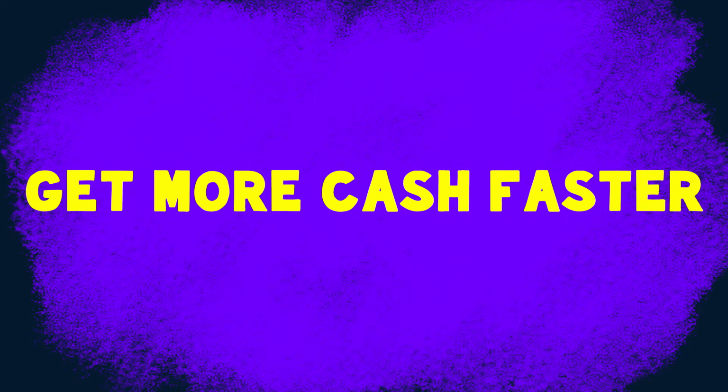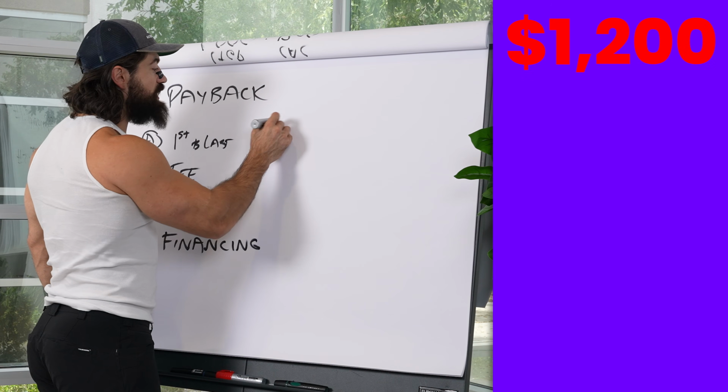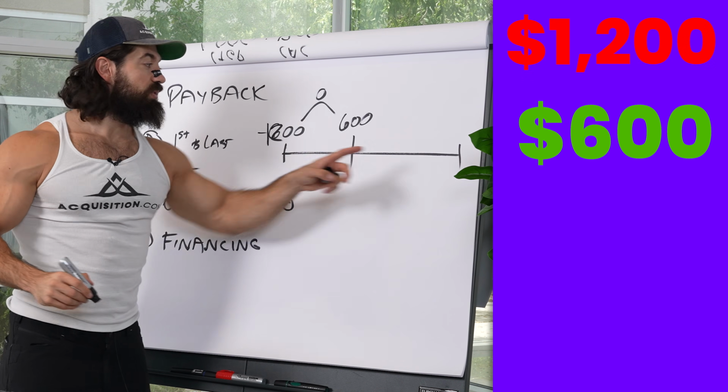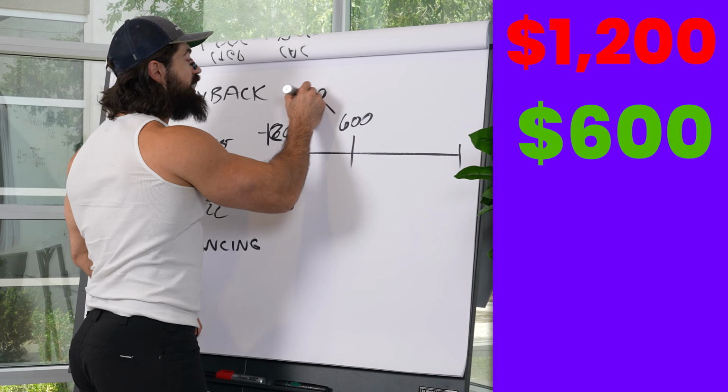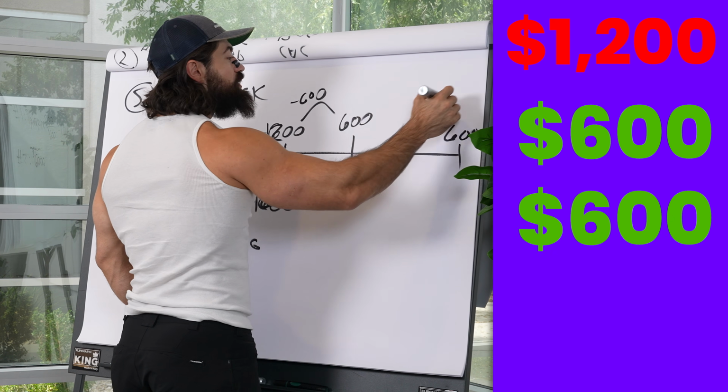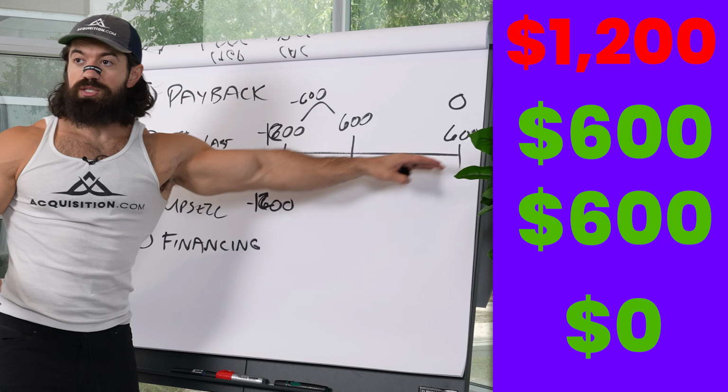If we're looking at this from a timeline perspective, so $1,200 was the cost to acquire. If we spread that out, the first month I get 600, so I'm still at negative 600. And then I have another 600 that comes at month 2. So now I'm at 0. So it took me 2 months to break even.